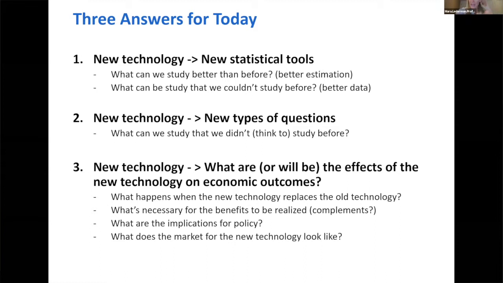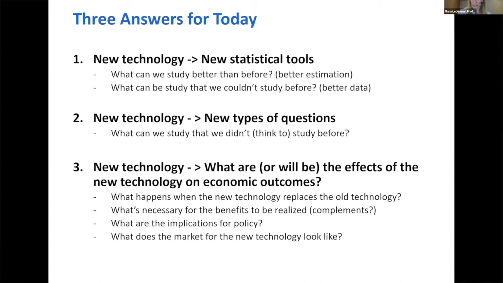And so I'm going to break this discussion into two parts. What can we study better than we studied before? We used to always study it, but now we have better tools for it, and I'll give you an example. And second, and this is the one that I think is most interesting, is now that we have this new statistical tool, what is it that we can study that we couldn't study before because we didn't have a way of collecting data on it? And machine learning gives us a way to do that.